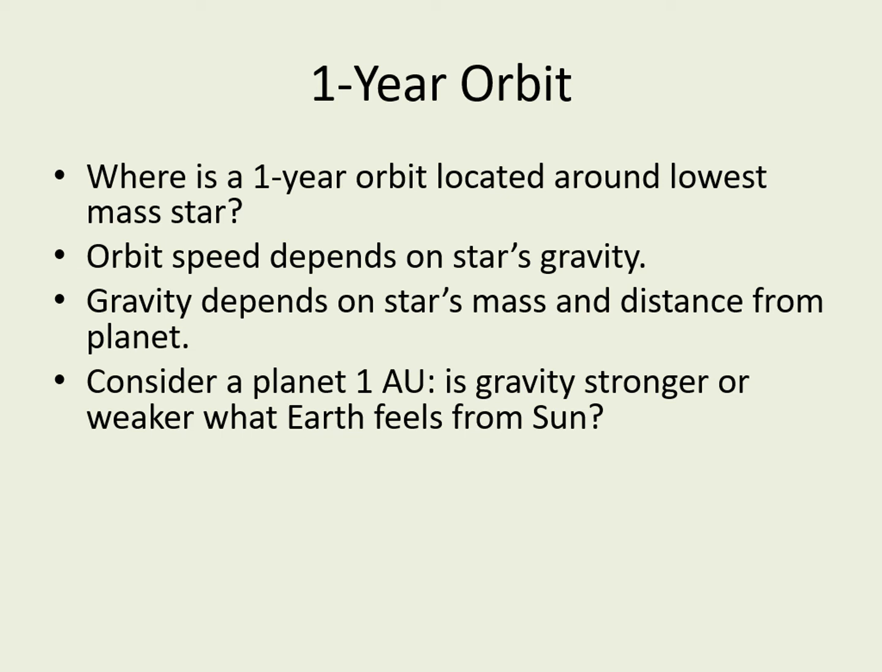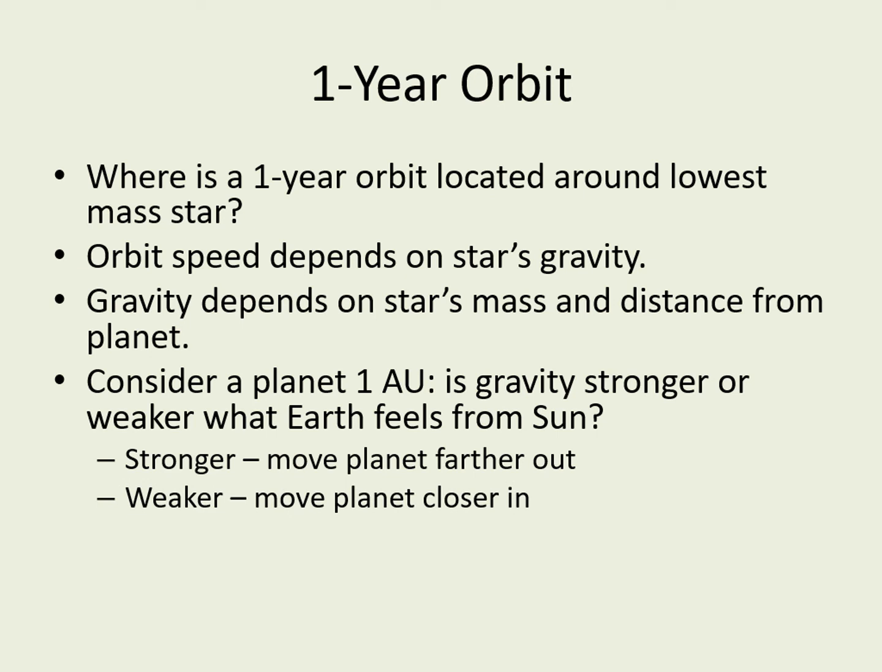On the other hand, if the star's gravity is stronger than our Sun's, then a planet can only be at 1 AU if its orbit is faster than Earth's orbit. In that case, a planet with an orbit that takes as long as the Earth can only be located farther out. Similarly, if the star's gravity is weaker than our Sun's, a planet at 1 AU will be moving more slowly. To have a 1-year orbit, the planet will have to be located closer to its star.